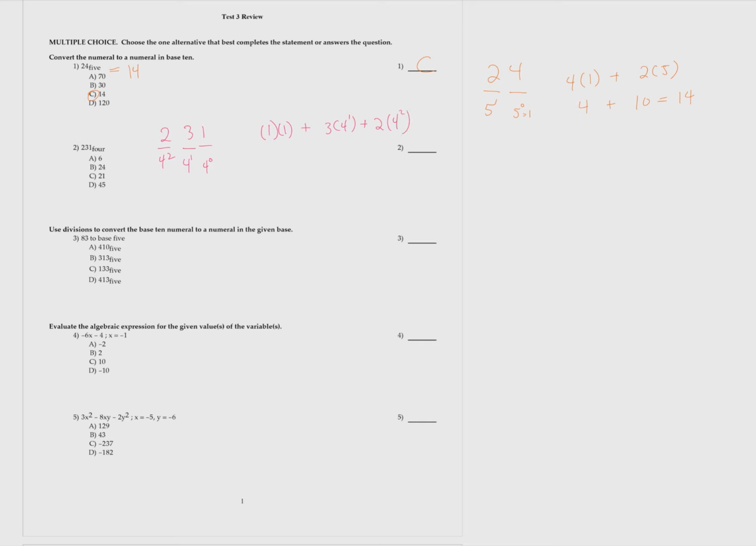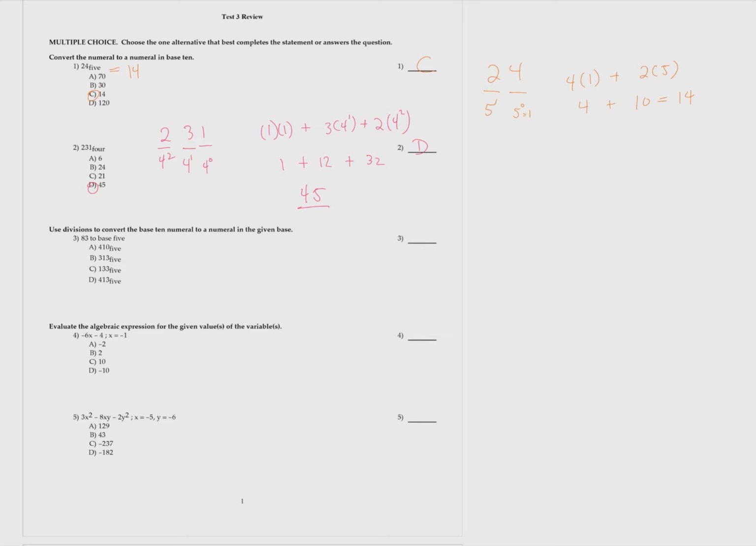So how much is this worth? You have 1 of 1s. That's 1. You have 3 fours. So that's 12, because 3 times 4 is 12. And you have 2 of 4 squared. Well, 4 squared is 16, and you have 2 of them. So 2 times 16 is 32. If you add them all together, you get 1 plus 12 plus 32. What is that, 45? So that's our answer. The answer is D. That's how you go from one type of base back to base 10.